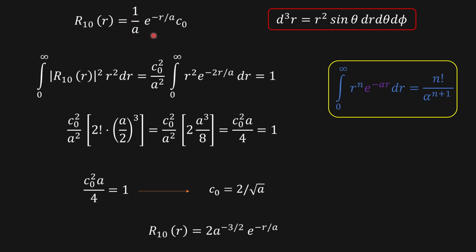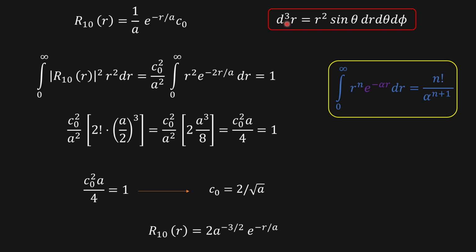This is three. Remember that this is three-dimensional. So now for normalization, we have to integrate from 0 to infinity, not minus infinity to infinity. This is a three-dimensional case, spherical polar coordinates. That is the reason why it is 0 to infinity, due to symmetry. So modulus square of R10, r squared dr. This comes because this is a three-dimensional integration.